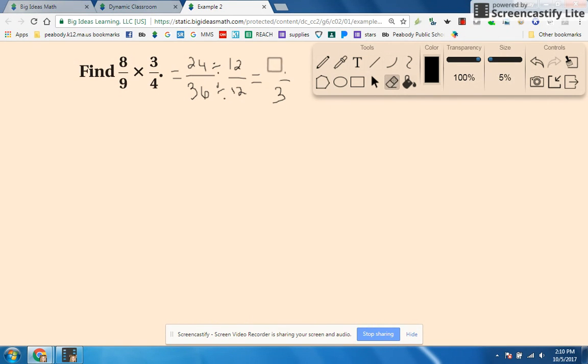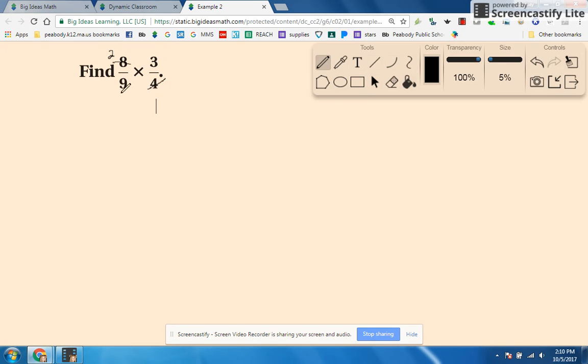Now I'm going to show you a cool trick that works every single time as well, and I think it saves a lot of time. This is called cross-canceling. What you do is you look diagonally across. If you look here, I'm circling the 8 and the 4, and you're trying to see, is there anything I could divide 8 and 4 both by to make them smaller numbers? In this case, I could divide both of them by 4. So 4 divided by 4 is 1. I'm going to cross it out and put a 1. 8 divided by 4 is 2. I'm going to cross it out and put a 2.